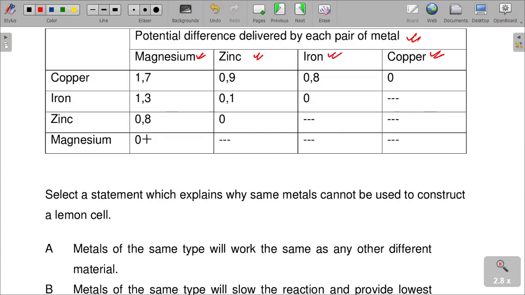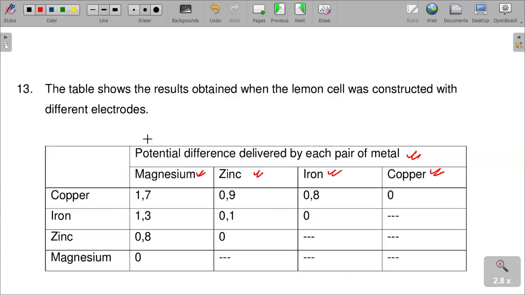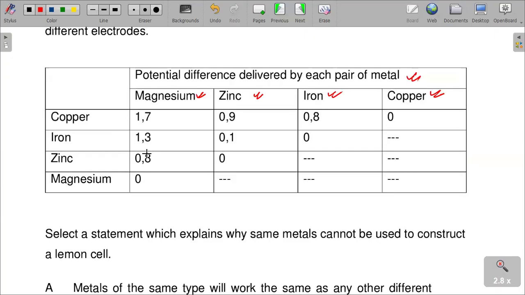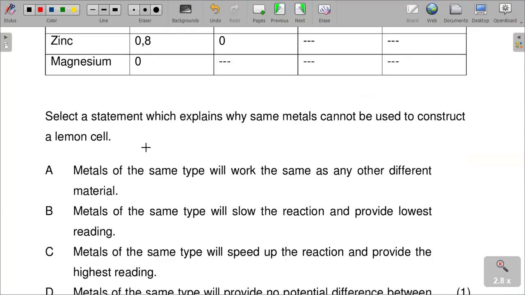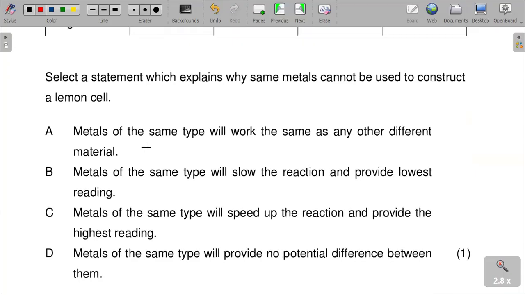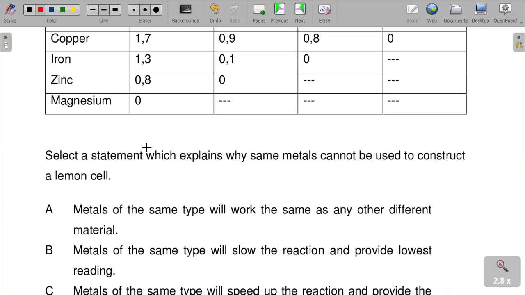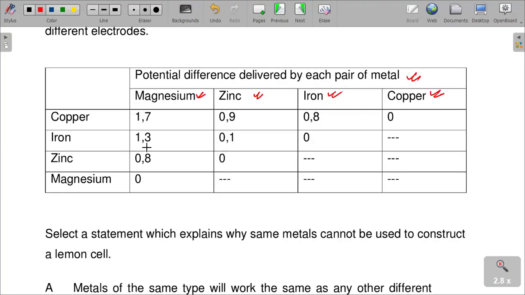In terms of that, you should understand that we are talking about the issue of charges. Why can some metals not be used to construct a lemon cell? It is because metals of the same type will provide no potential difference between them.